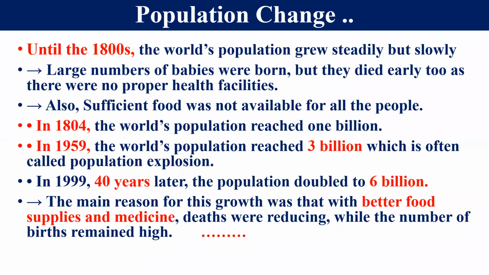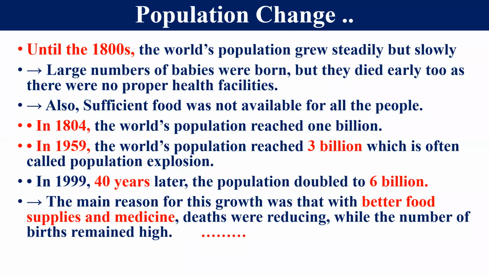Until 1800, if we think about population change, the world population was near about normal. A large number of babies were born, but due to lack of health facilities and better living standards, they died at a very early age. In 1804, the world population was 1 billion, but in 1959 it reached near about 3 billion. After 40 years, in 1999, the world population had nearly doubled.